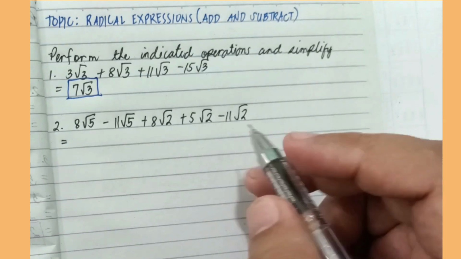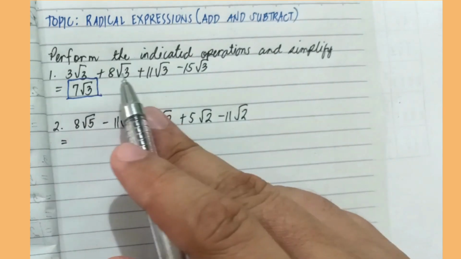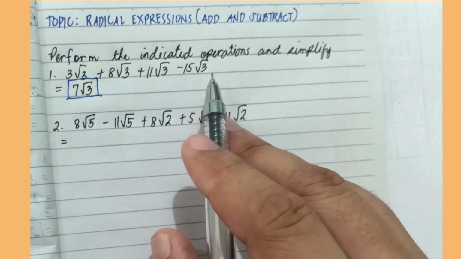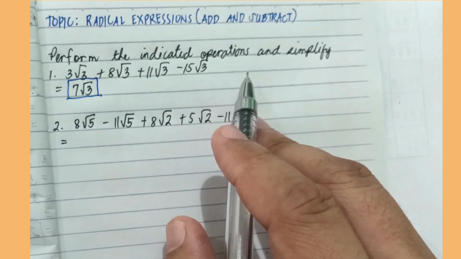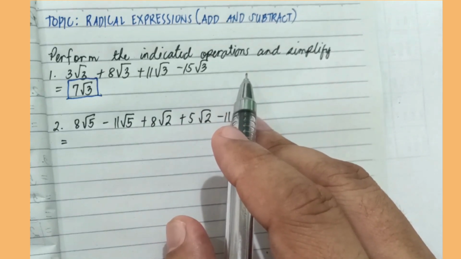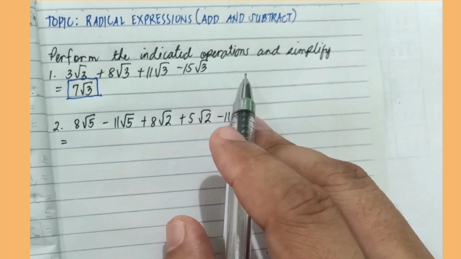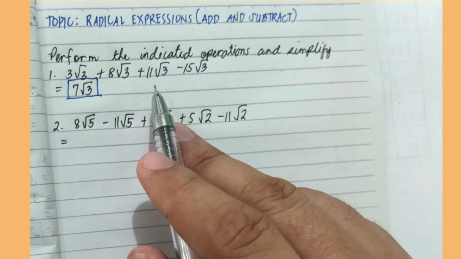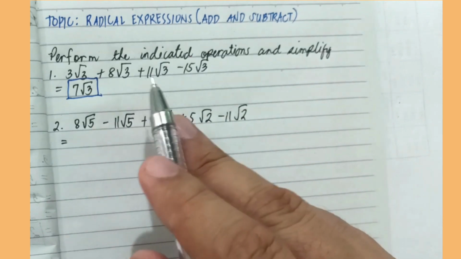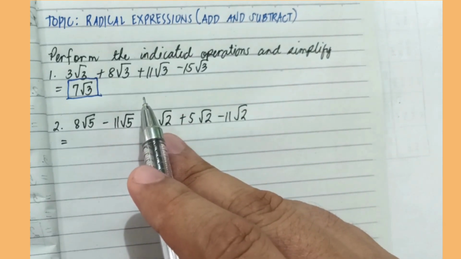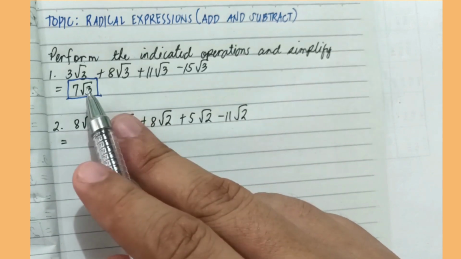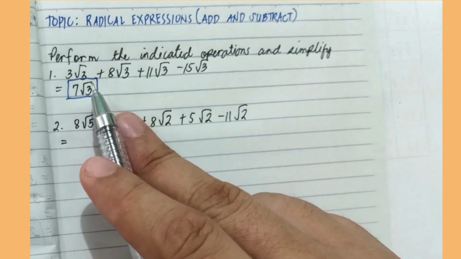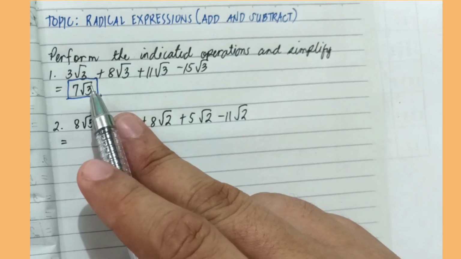In the given for number 1, which is 3 square root of 3 plus 8 square root of 3 plus 11 square root of 3 minus 15 square root of 3. If we're going to perform the indicated operations, the first step is just to check if the radicand and index of the given terms are the same. Since in number 1, its index and radicand are the same, which is 2 as the index and 3 as the radicand.